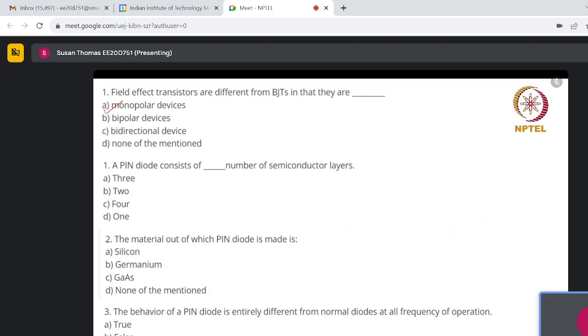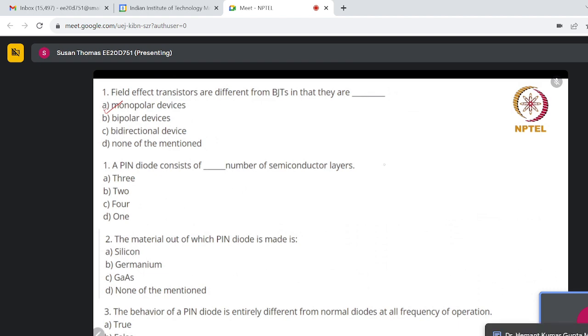So, in the beginning of today's session, we will have a few MCQs just to refresh the concepts, and then later we'll move on to the problem solving. I hope this works. So coming to a question on pin diode, a pin diode consists of how many semiconductor layers?